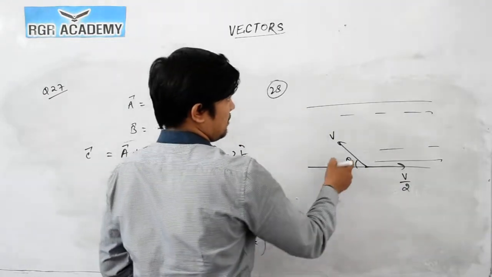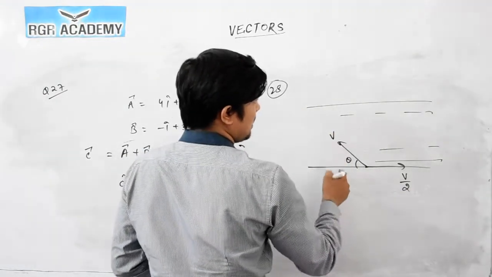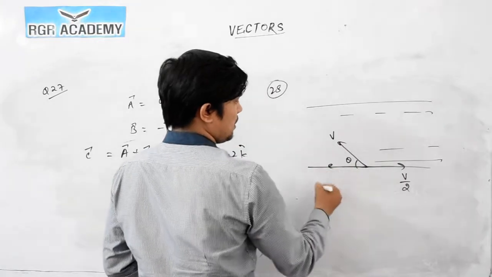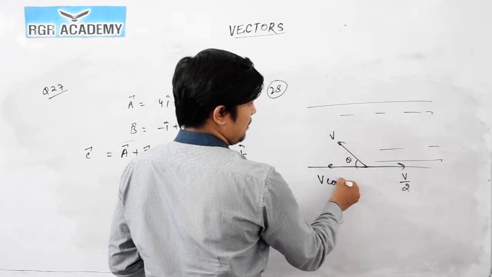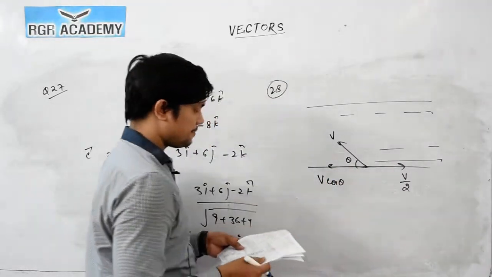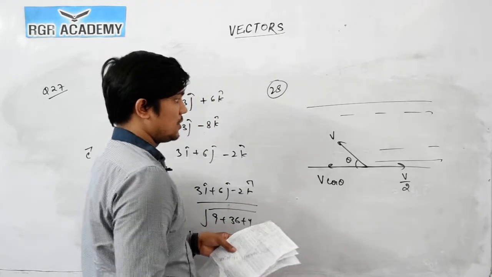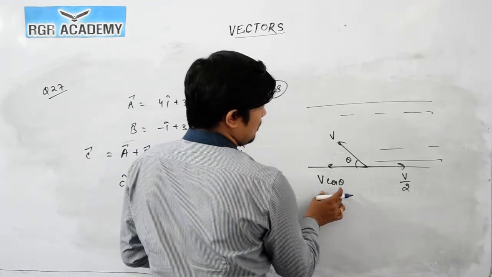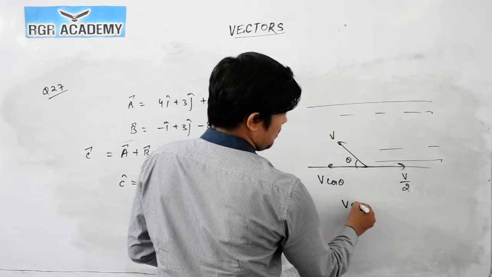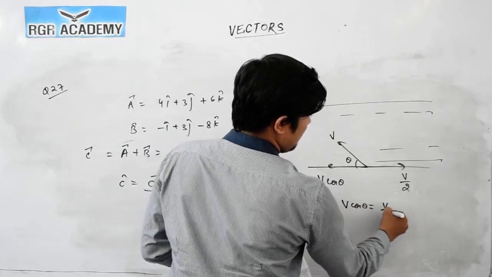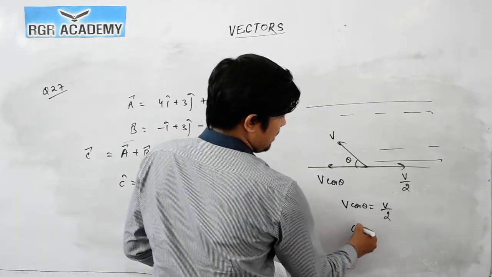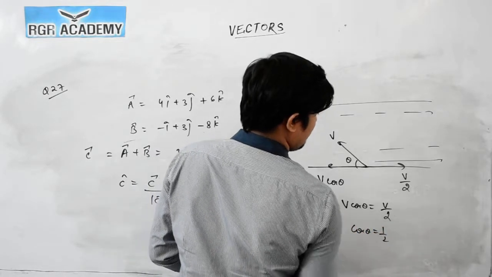Now to cross the river in shortest distance, we can say that the horizontal component of the velocity of the person, v cos theta, should be equal to v by 2. So v cos theta should be equal to v by 2. Okay, so we can say that cos theta is equal to 1 by 2.